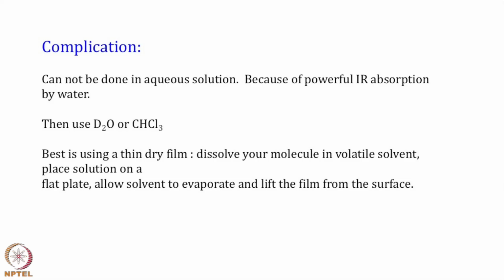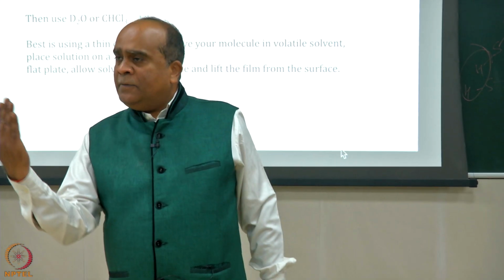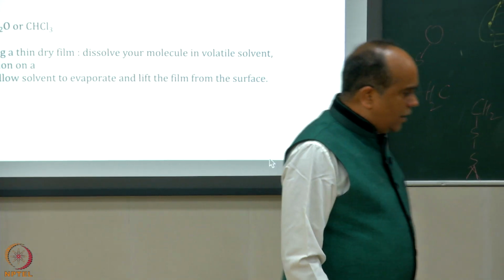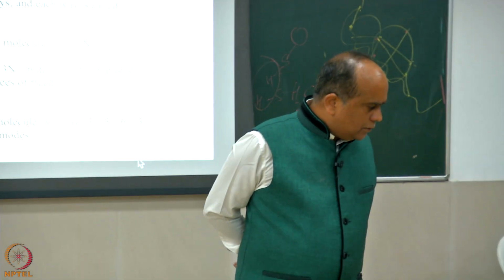KBr is not interfering with your protein signal, so you can get a signal from the protein. So make a dry film: dissolve your molecule in some volatile solvent, place it on a flat plate, allow the solvent to evaporate, make a thin film, and take this thin film into the IR radiation source, and that gives you an idea of the molecule.